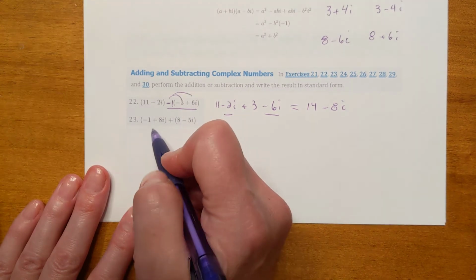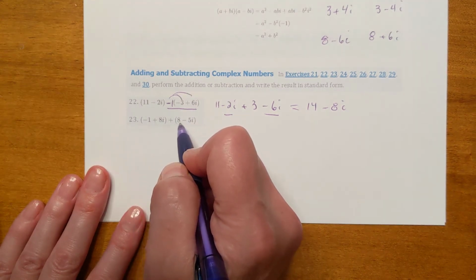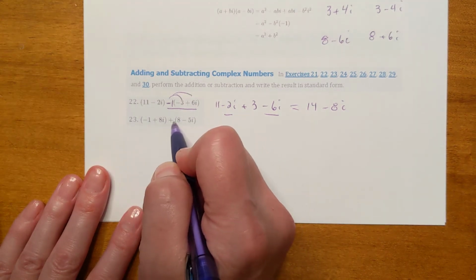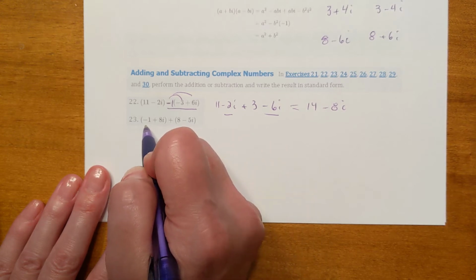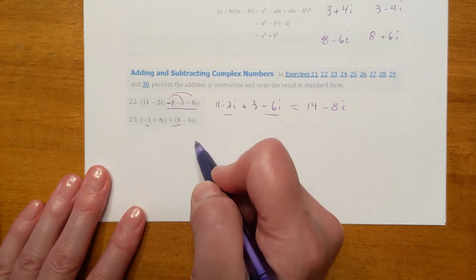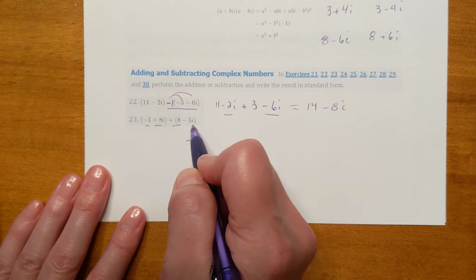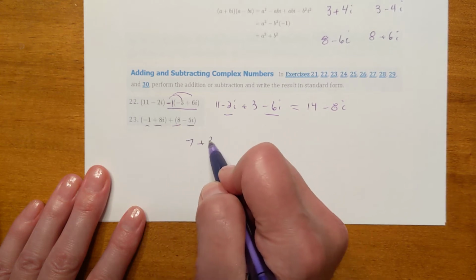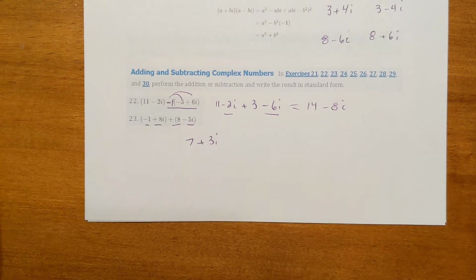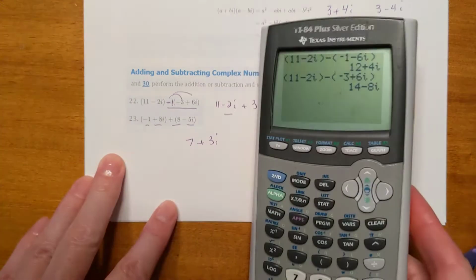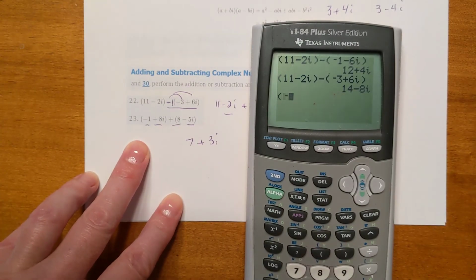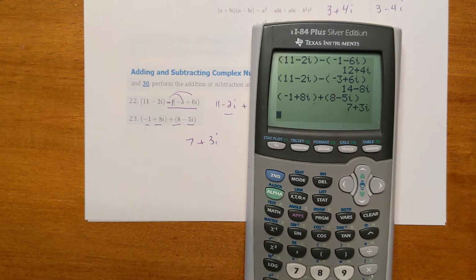All right, next one. Negative 1 plus 8i plus 8 minus 5i. There's no minus there to distribute, so we can just combine. It's negative 1 plus 8, which is 7. Positive 8 minus 5 is 3. So the whole answer is 7 plus 3i. Again, you could put in your calculator. We got parentheses negative 1 plus 8i, and then plus 8 minus 5i gives you 7 plus 3i.